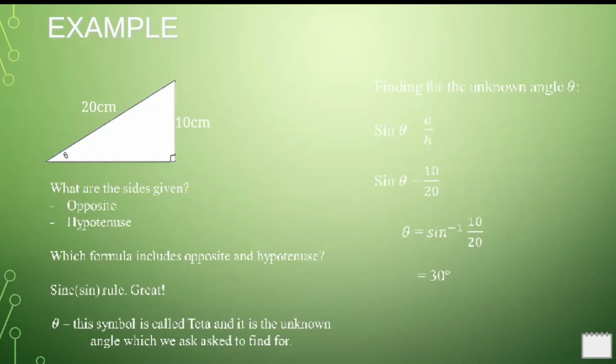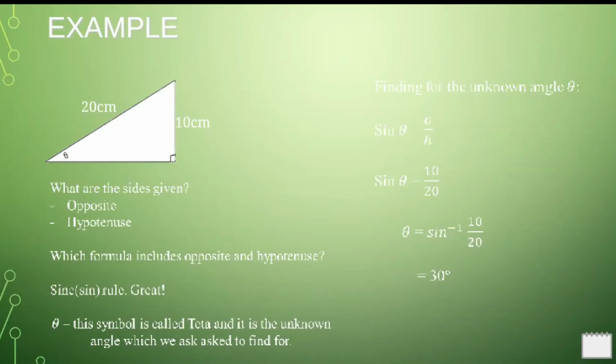Good. So we're given two sides of the triangle. Can someone tell me what are the two sides that we're given? The two sides that are given are the opposite and the hypotenuse. Thank you very much. And what's the length of the opposite side? 10 cm. And the hypotenuse?